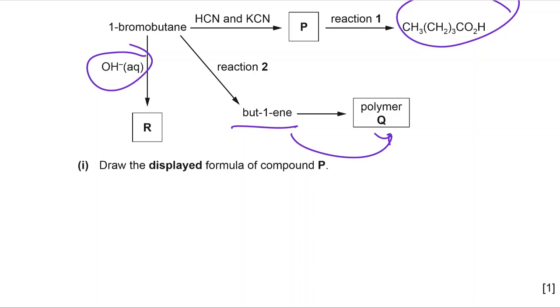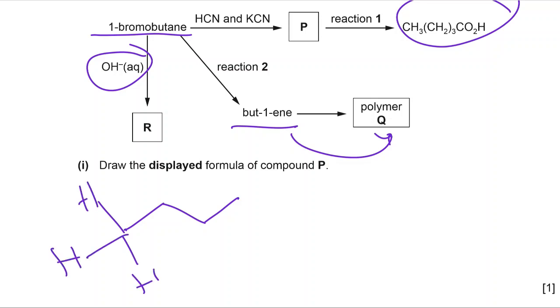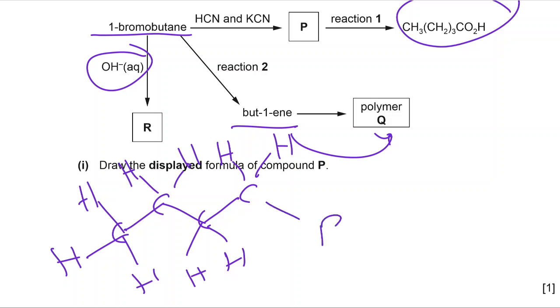Question I, draw the displayed formula of compound P. Compound P is totally similar to 1-bromobutane, but you have to substitute the bromo with CN, which is a nitrile group. So for 1-bromobutane you have 4 carbons. Hydrogens are shown because it's a displayed formula. Carbon, carbon, each with 2 hydrogens, and here another carbon with 2 hydrogens. The bromo was here in 1-bromobutane, and it has been substituted with a nitrile group, so this bromo should be removed, and then we write the nitrile, which is CN.